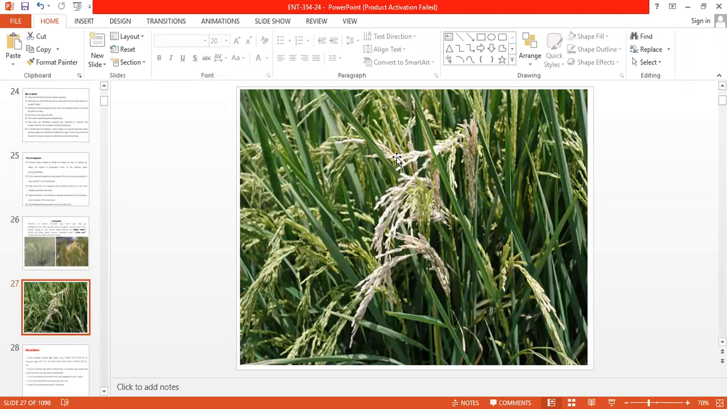So these are the white ear symptoms in paddy during the reproductive stage. These white ears are totally empty ears, or their grain fill-up percentage compared to healthy panicles is very low. How to manage? What are the management practices?